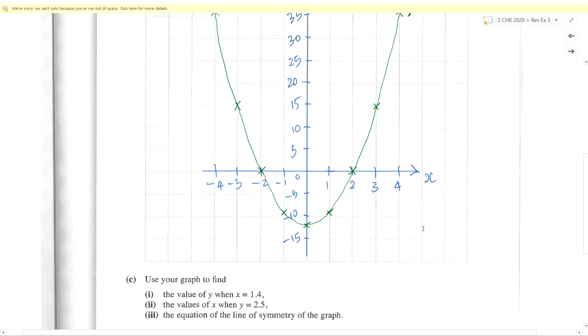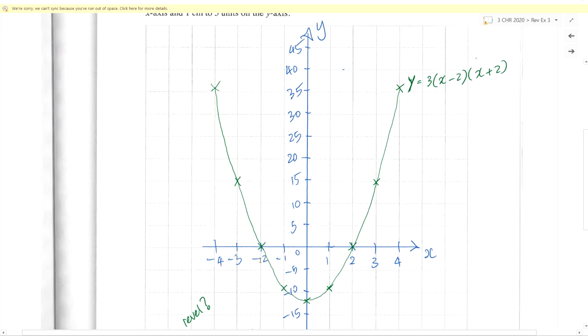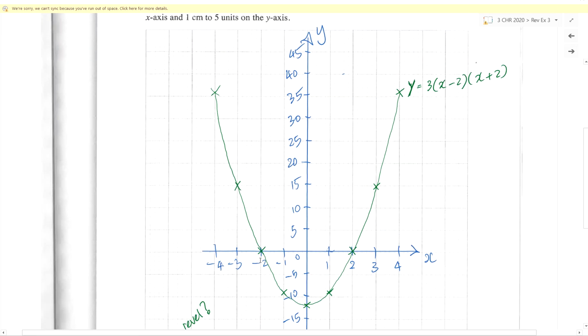Use your graph to find the value of y. So finding the value of y means, what is the level, when x equals to 1.4. Oh, the block. It is block 1.4. What level does your friend stay in? So this curve actually describes where all your friends are staying. They don't stay just anywhere.